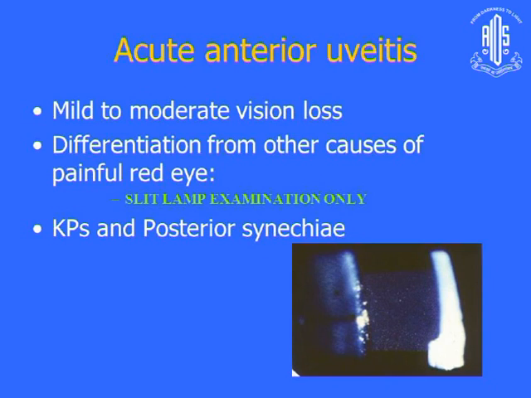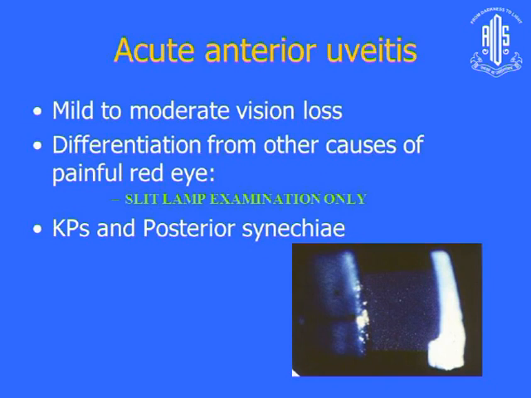And coming to the uveal causes of sudden vision loss, acute anterior uveitis: you can differentiate it from other causes of red eye only by a slit lamp examination. You cannot diagnose or rule this out without doing a slit lamp examination. So one should understand this. When you are seeing an acute painful red eye, you have to do a slit lamp examination.